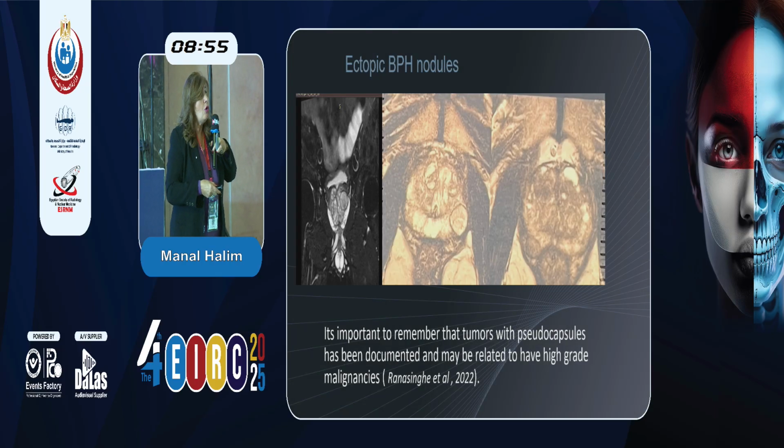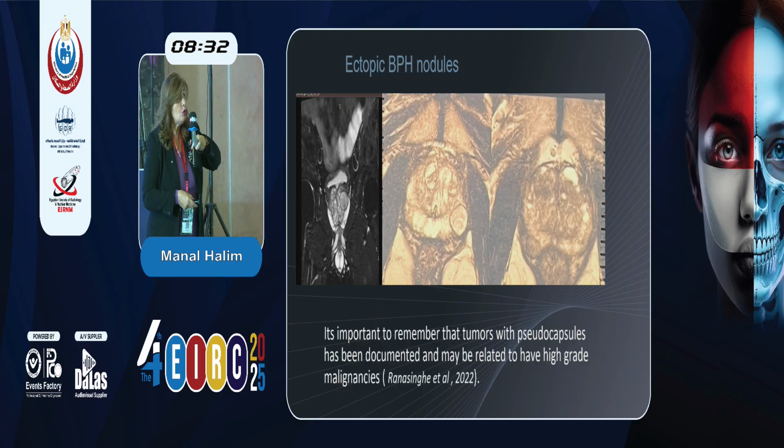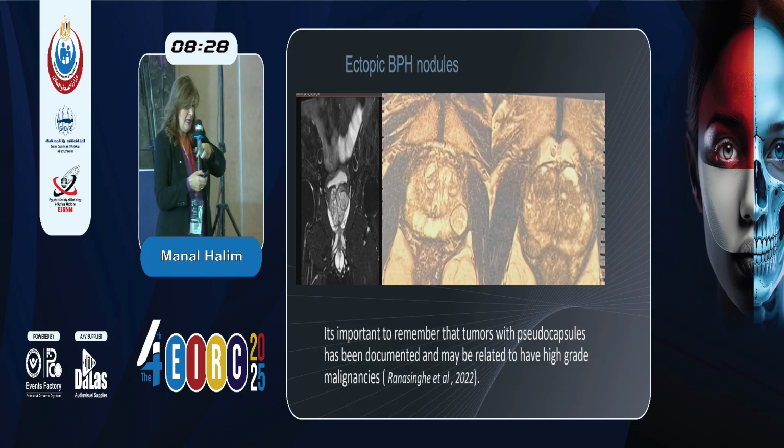Here it is. This is a coronal fat sat T2 weighted image in which this is a very good typical nodule of BPH. While here it's only protruding, here this is extruded from the central gland. Take care, this is not the same. This is a really suspicious lesion. However, it's still encapsulated. It's important to remember that tumors with pseudocapsule have been documented and may be related to high-grade malignancies.